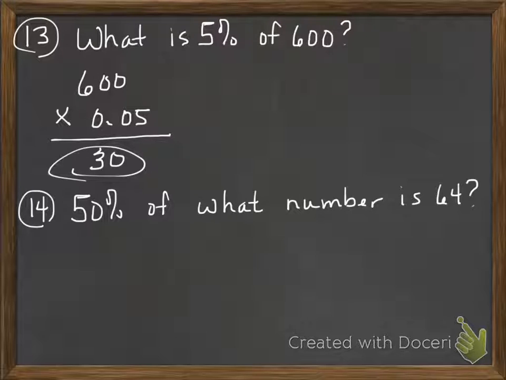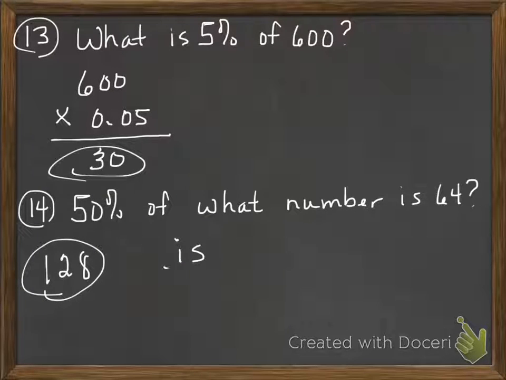14 is a little bit harder because it says 50% of what number is 64. You could do it a couple different ways. Some of y'all might just be able to reason this one out since it's 50%. 50% is half. So it says half of what number is 64. So you would be thinking of what number could I take half of, or divide by 2, to give you 64. And that would be the same thing as doing 64 times 2. So you might be able to reason this one out and realize the answer is 128.